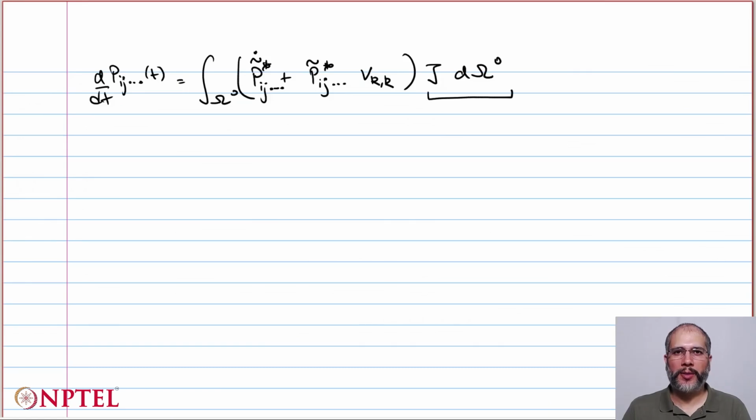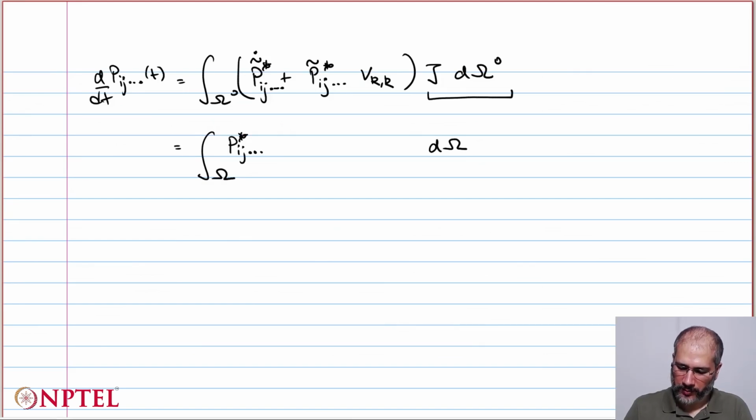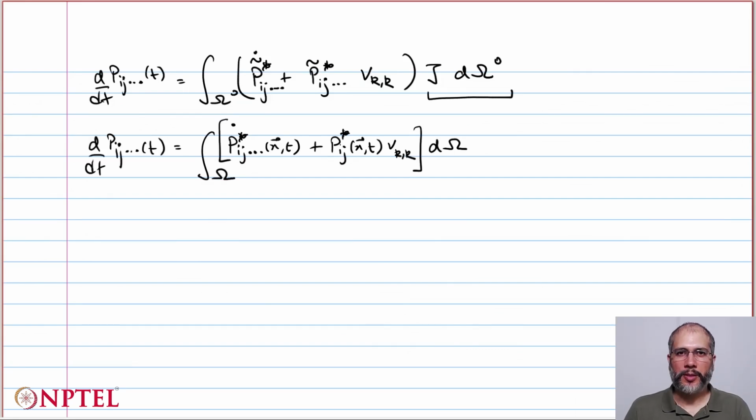So I can go back to my Eulerian description again. So this becomes integral over omega times d omega. And again, since I'm writing things in the current configuration, I can write my P star also in the Eulerian description. So the P star again will be a function of small x and t. There's a dot here plus P star times v k comma k. And this is our transport theorem.